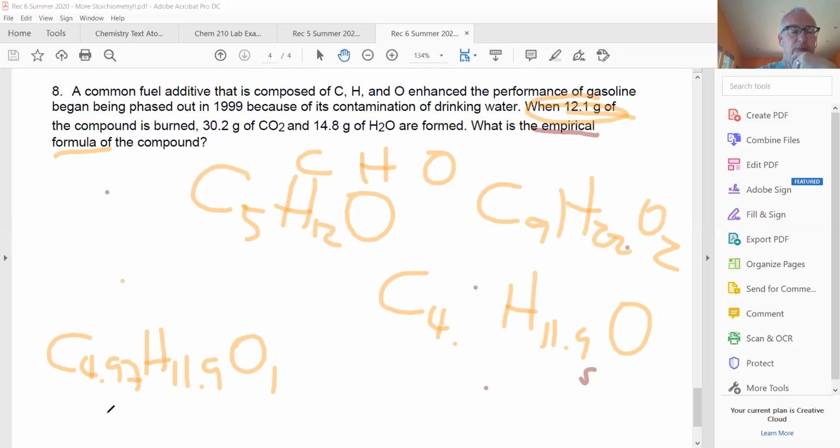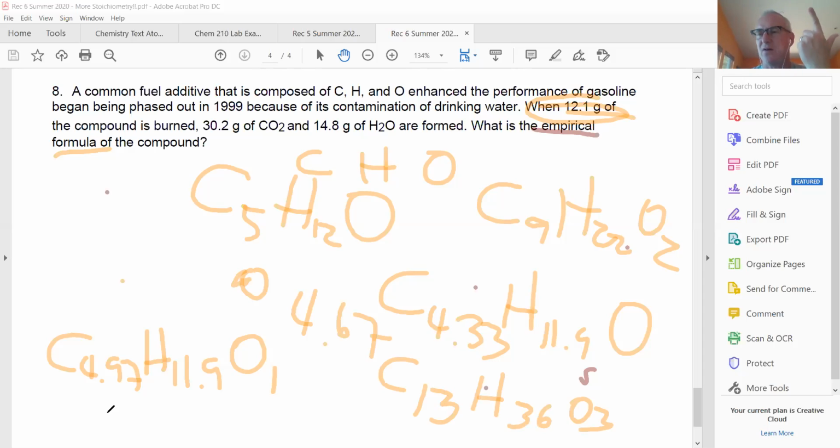4.33 or something like that, what would you do in that situation? Multiply by 3. 3, exactly. Multiply that by 3. And so you'd have C13, H36O3. Okay, same thing if you have like 4.67. Multiply that also by 3.